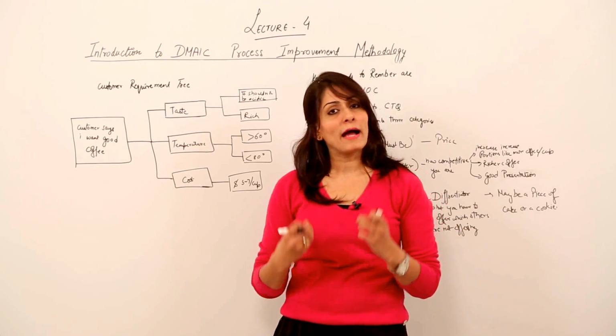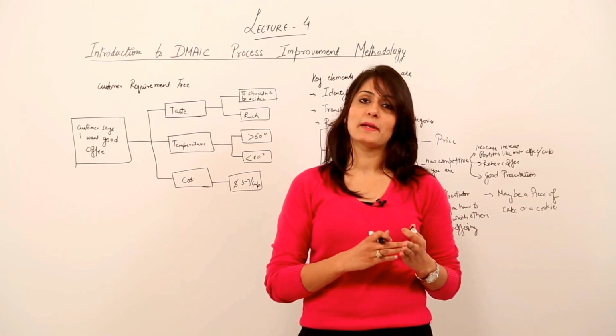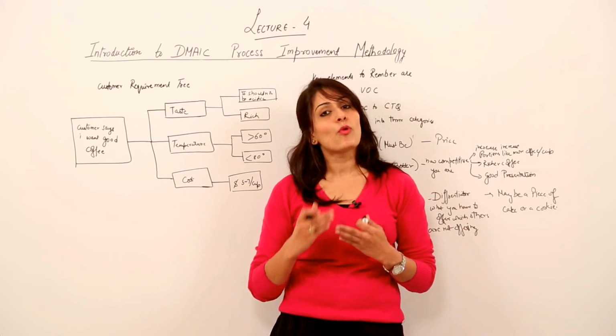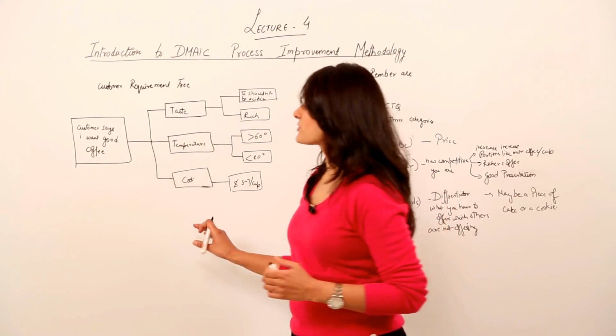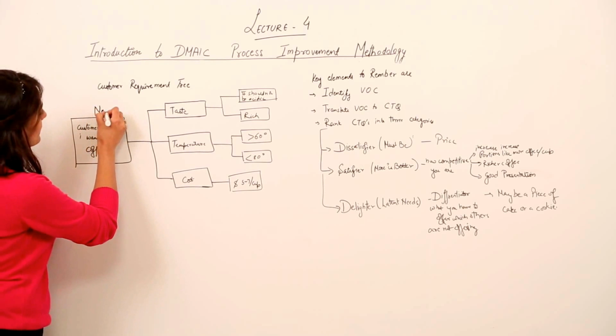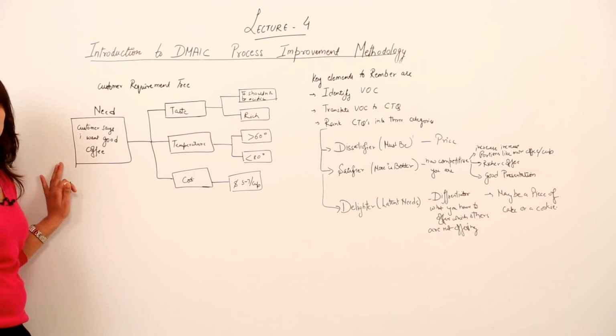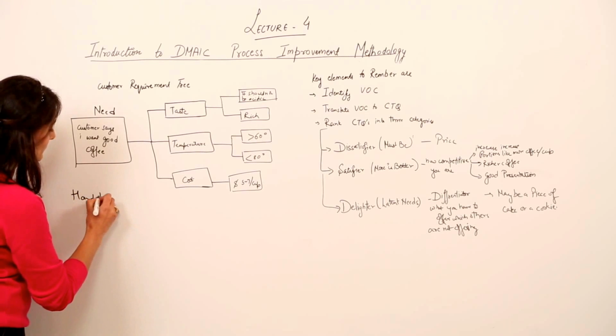So, now my job is to help the stall owner by translating his statement into something more measurable, which can be implemented. So, now what I am going to do is that I know the need of the customer, that is he wants a good coffee. This is something which is very hard to measure.